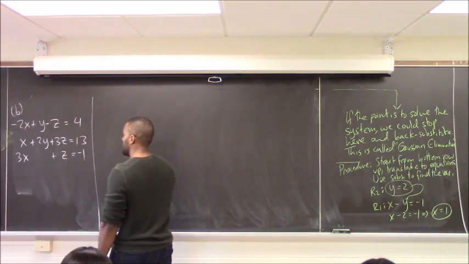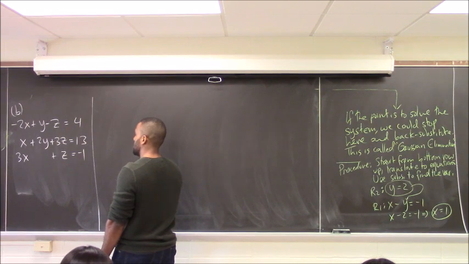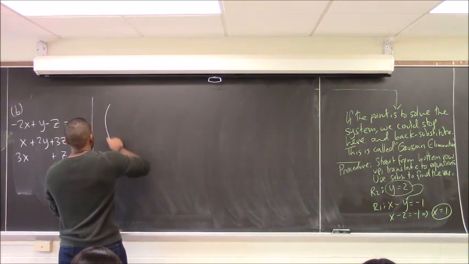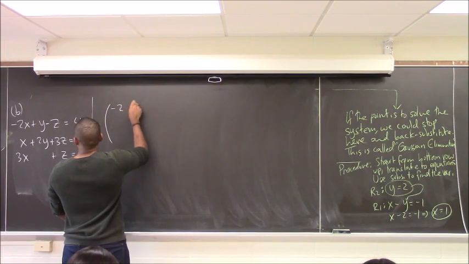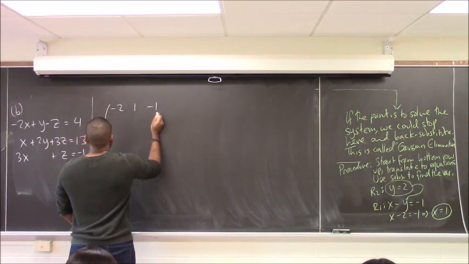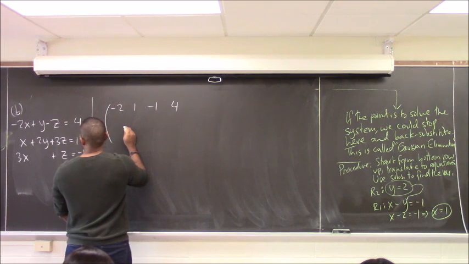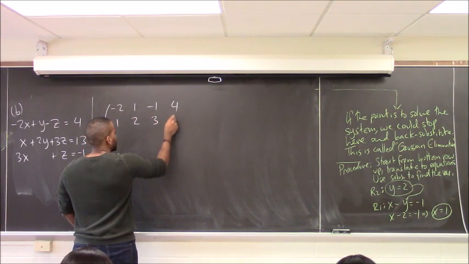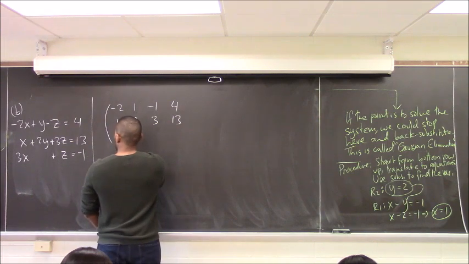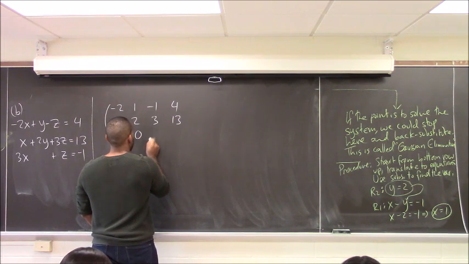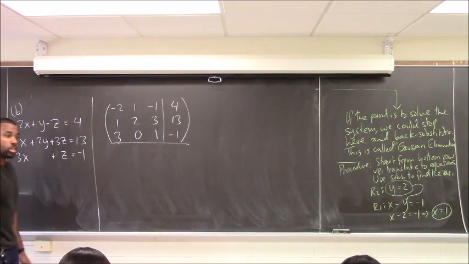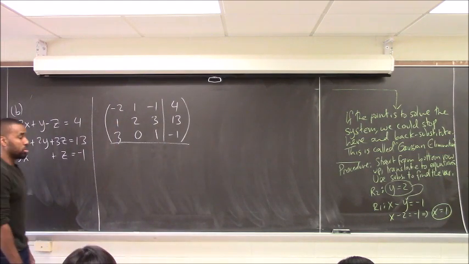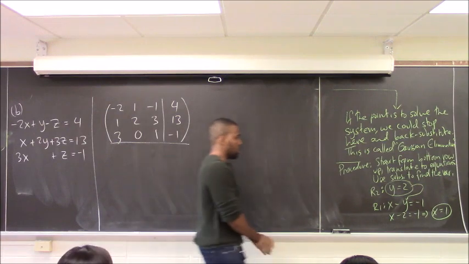Okay, if I'm translating to matrices, what am I going to do? What does it look like? First row: -2, 1, -1, bar, 4. And then 1, 2, 3, 13. 3, 0, 1, -1. Okay. So that's our augmented matrix, we call it. Now we want to bring that to reduced row echelon form.